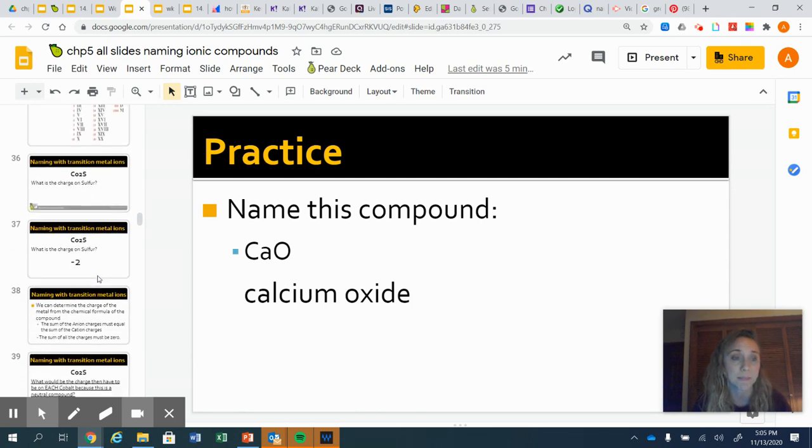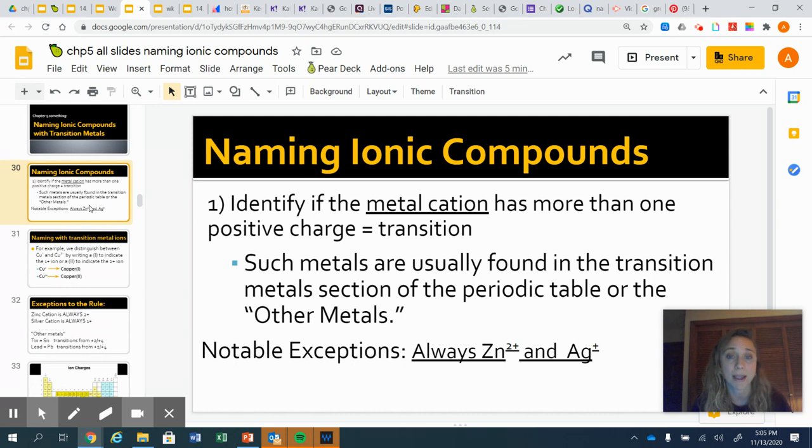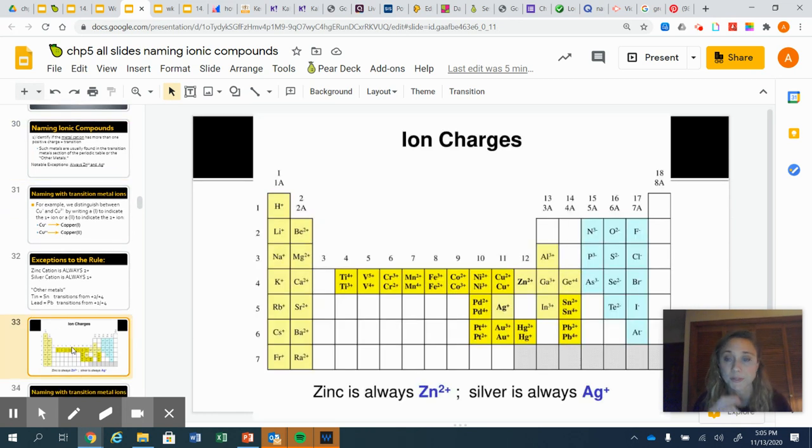So the next type of situation that we're going to talk about is naming ionic compounds where there are transition metals. The rule is that the first metal doesn't necessarily always have one certain charge. There are many metals on the periodic table that could have a couple of different charges. So here are some common ones. Note the ones that are bright yellow.